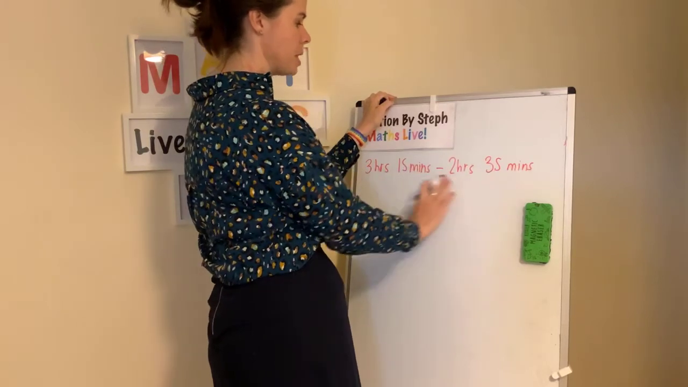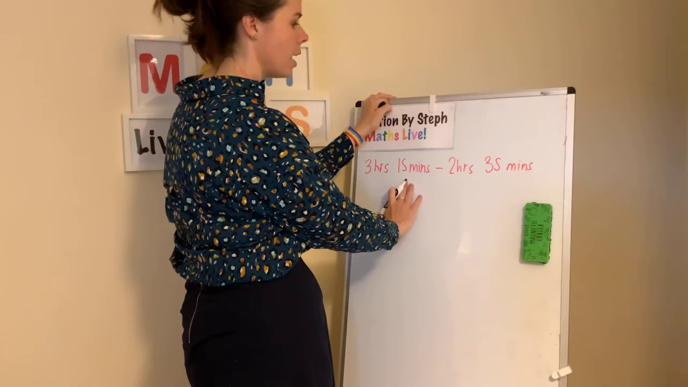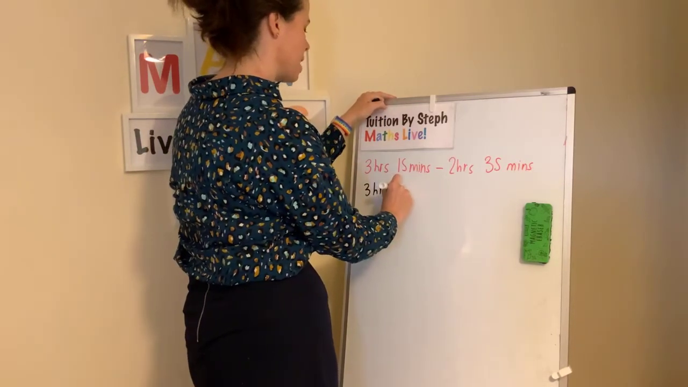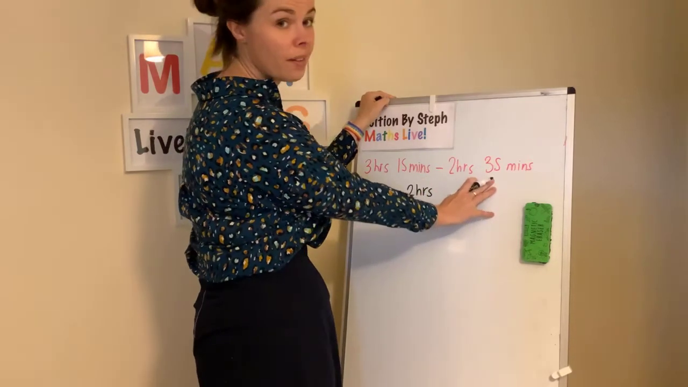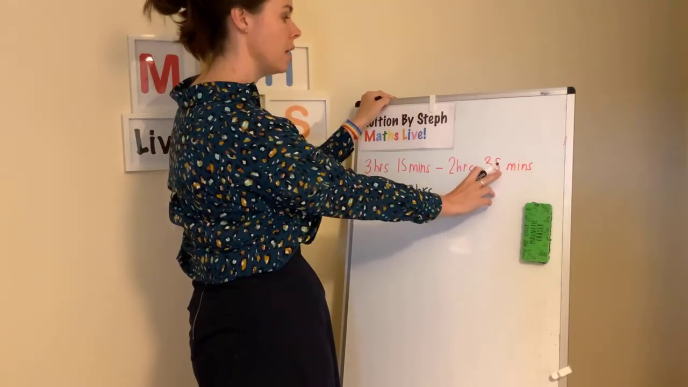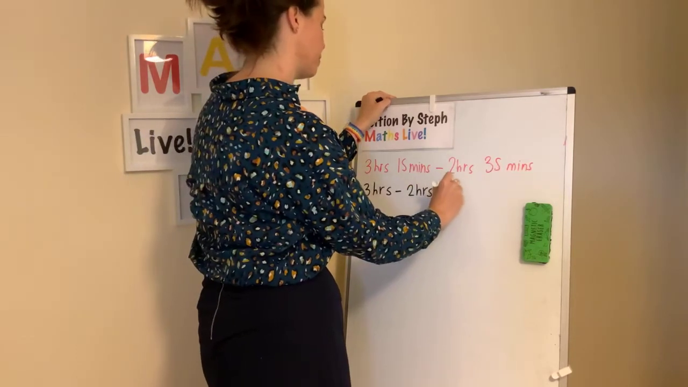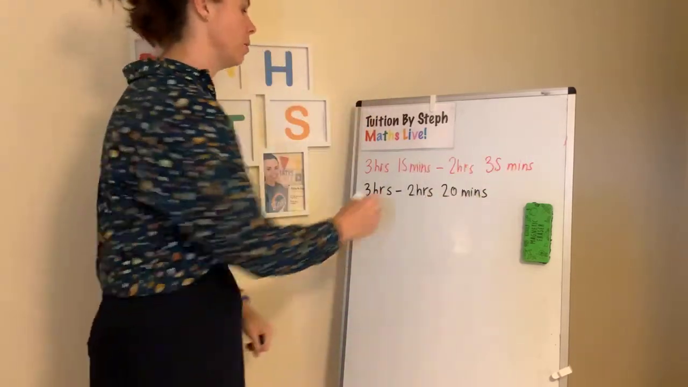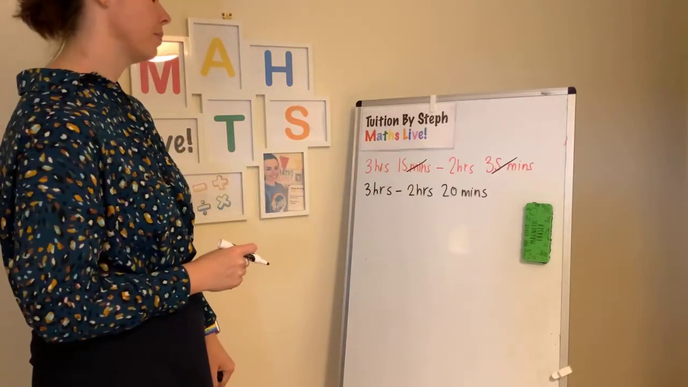We've got 35 minutes to take away. There's 15 there, so we'll start by taking that, okay? So 3 hours, take away 2 hours, and then 35 take away 15, or 35, 30, 20. So we've cancelled those two out now. We've balanced it just to make it 20 minutes.